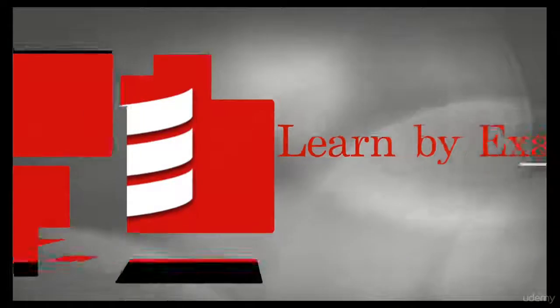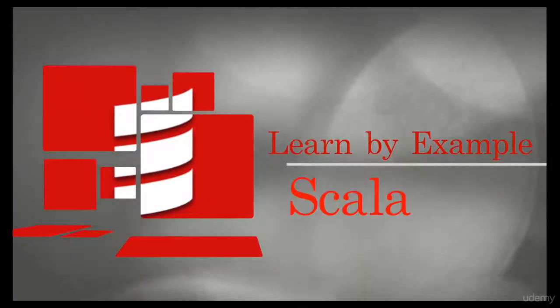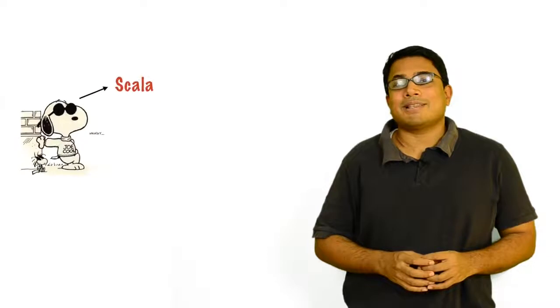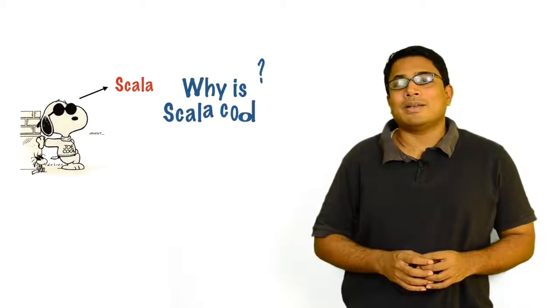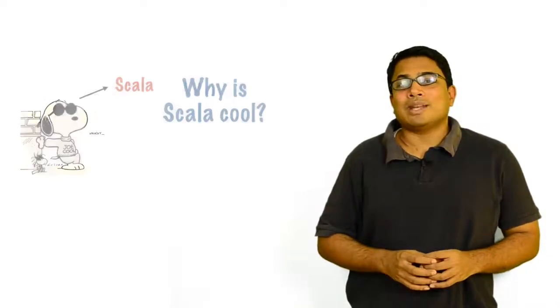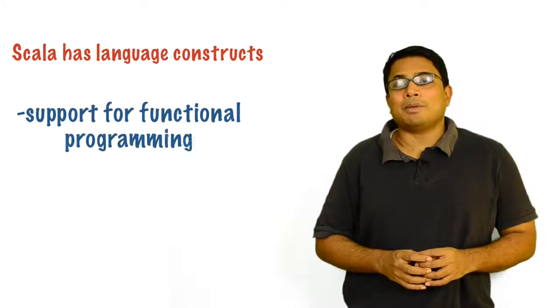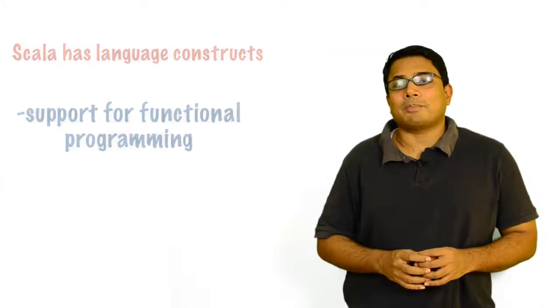It's called Learn by Example: Scala through 65 solved examples. You can think of Scala as the new cool kid on the block. Scala is like Java's cool cousin. This course will help you understand all of those things that make Scala cool. Scala has a whole bunch of little nifty features, language constructs that help provide support for functional programming.